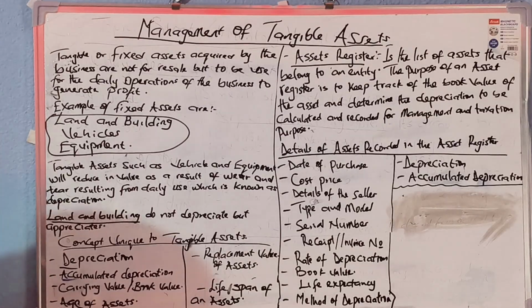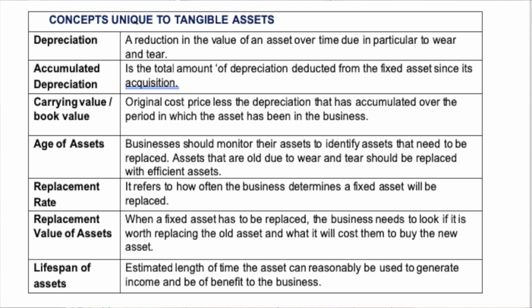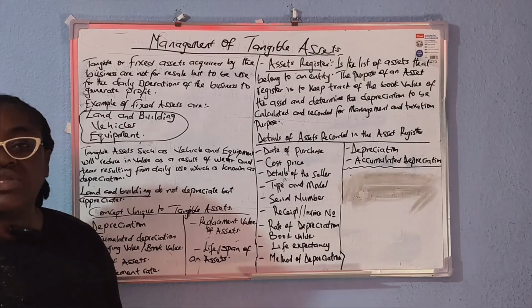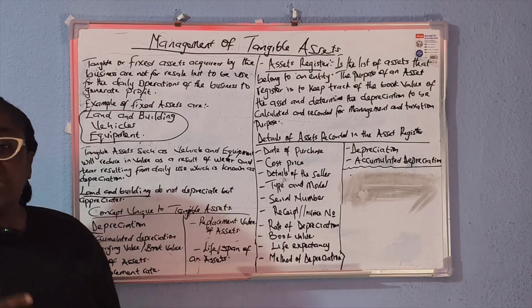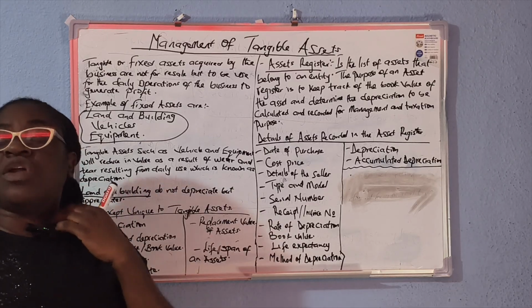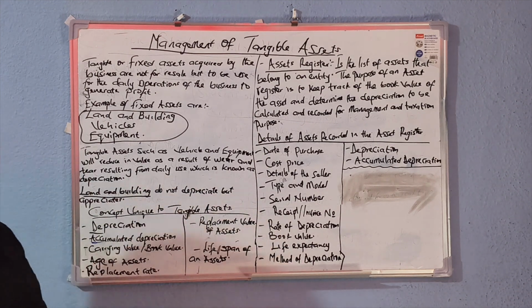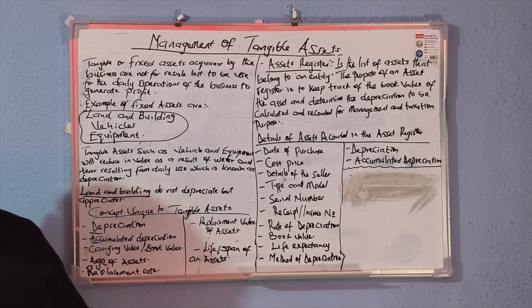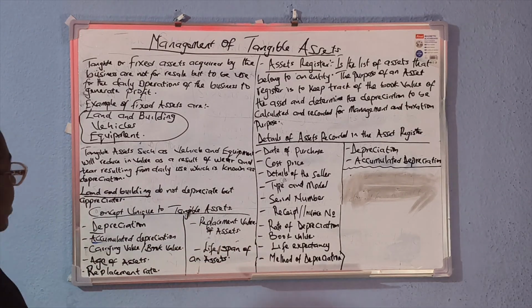Then we talk about the replacement rate of the asset. It refers to how often the business determines to replace a fixed asset. Is it once every 5 years? Is it twice every 10 years? It could even be once every year. So the replacement rate of an asset talks about how often a business wants to replace its asset.